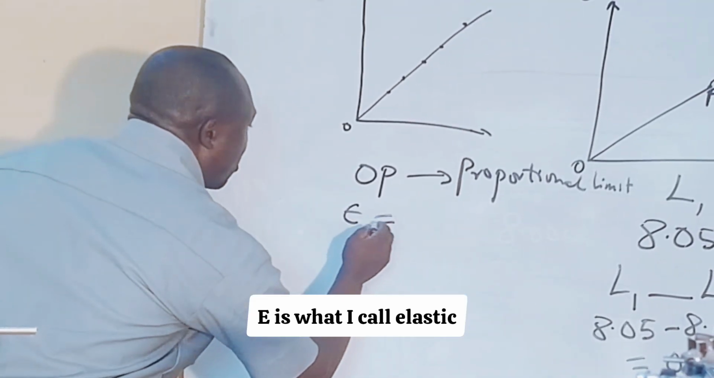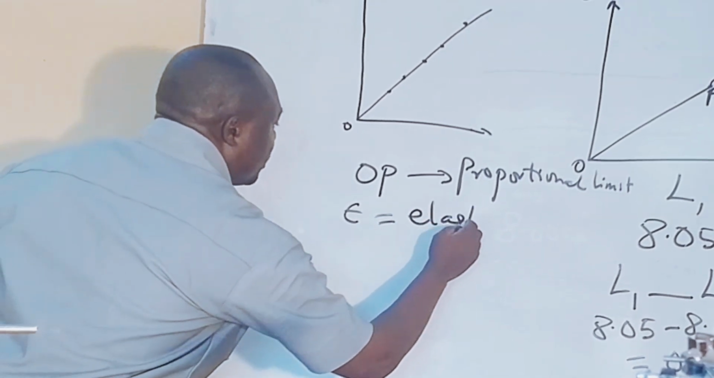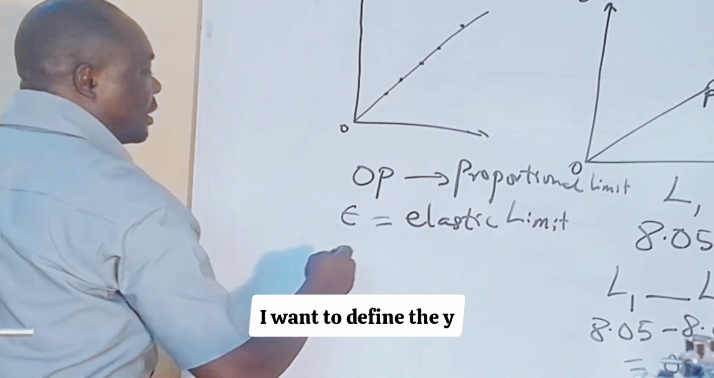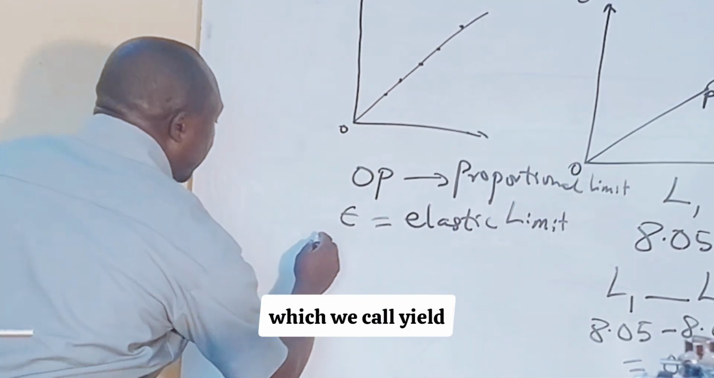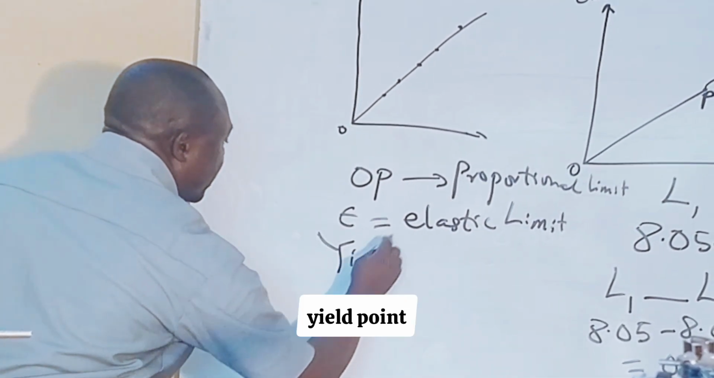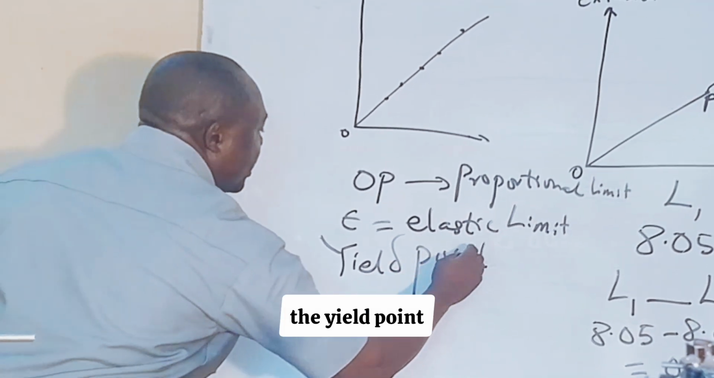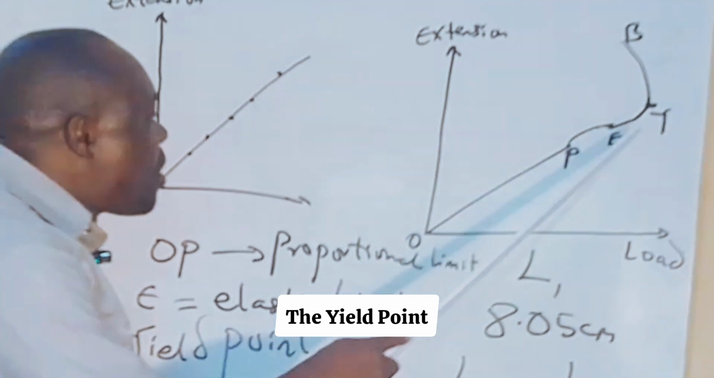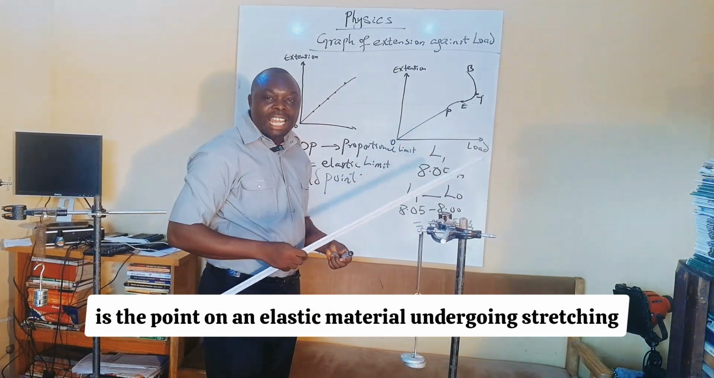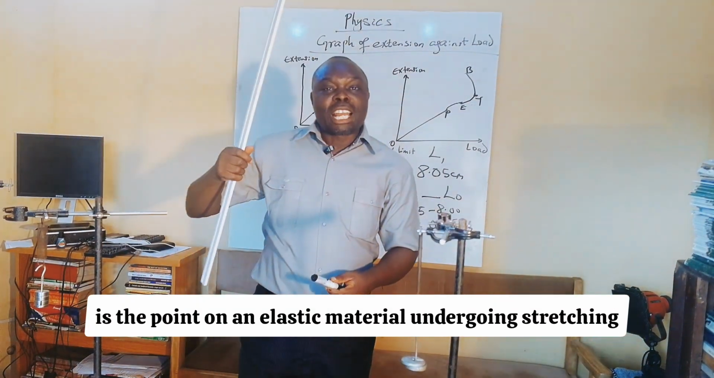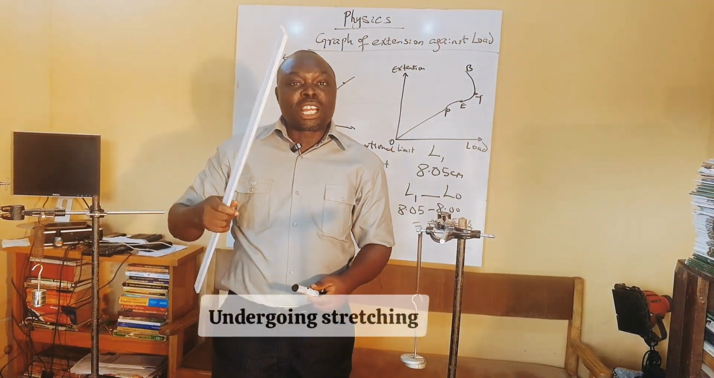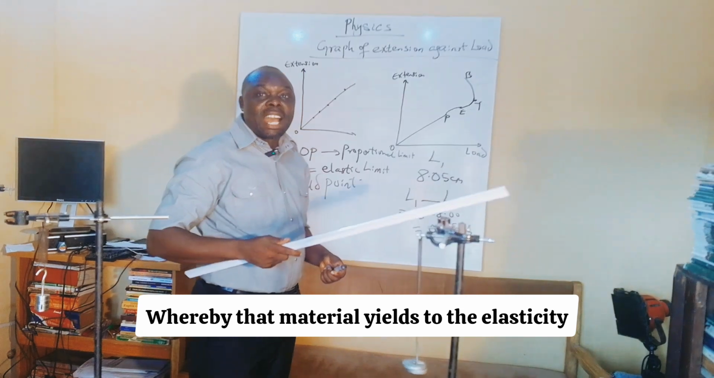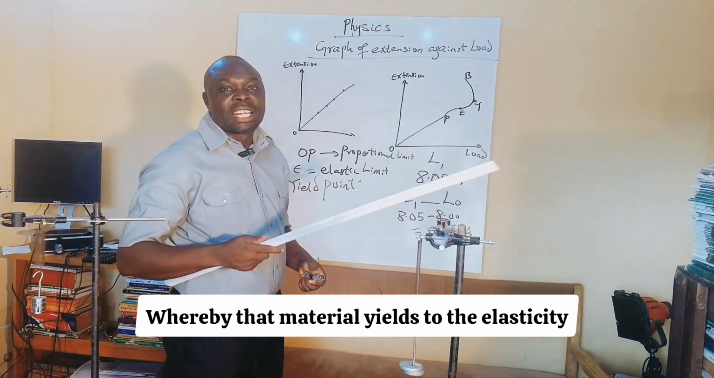From this place here is called the yield point. E is what I call the elastic limit. I want to define the Y, which we call the yield point. What is the yield point? The yield point is the point on an elastic material undergoing stretching whereby that material yields to the elasticity.